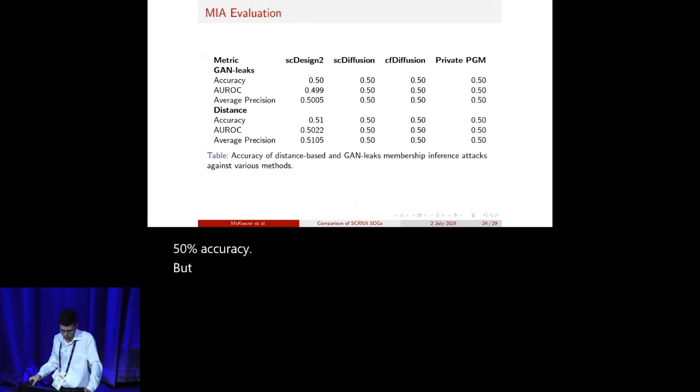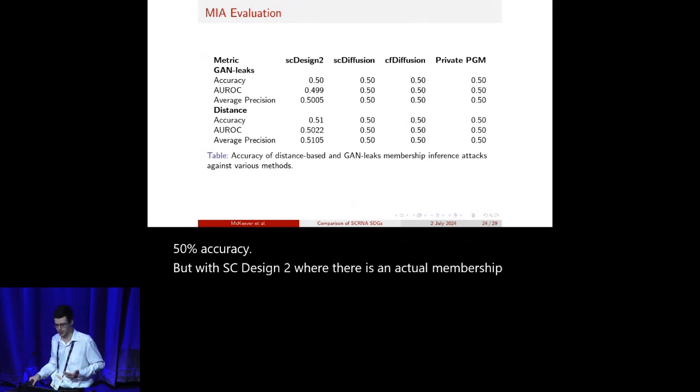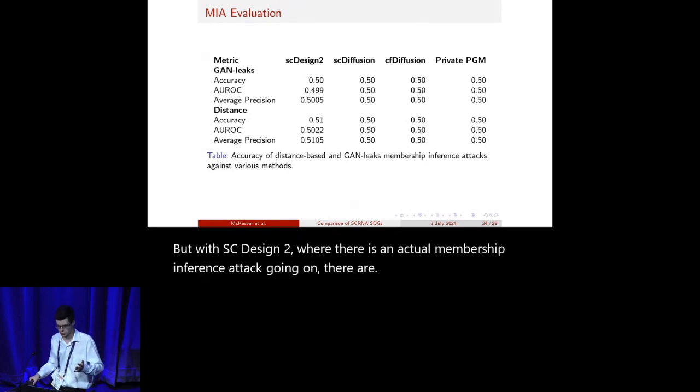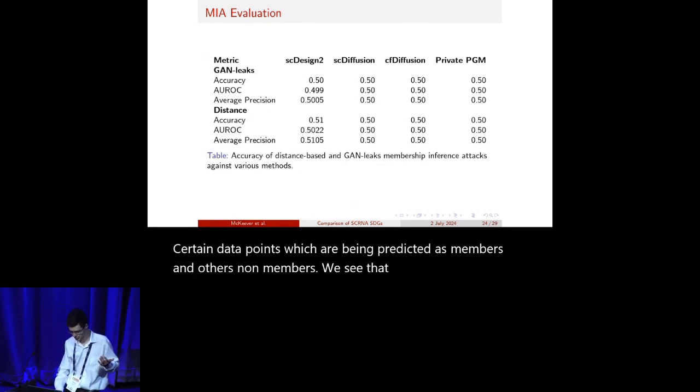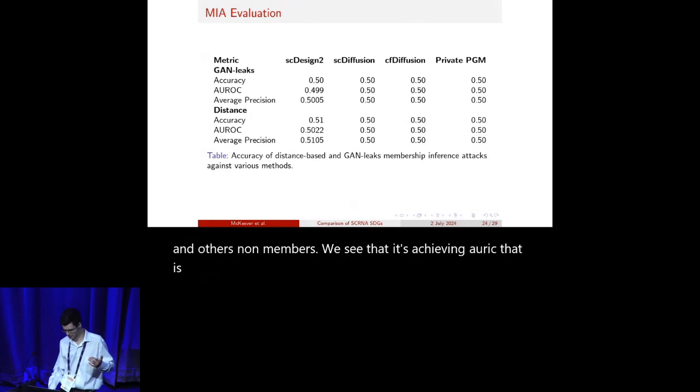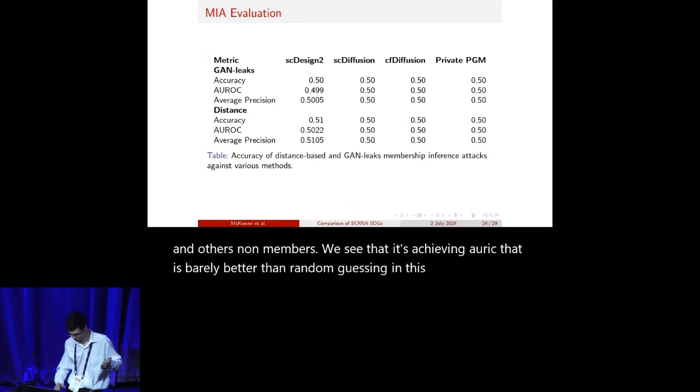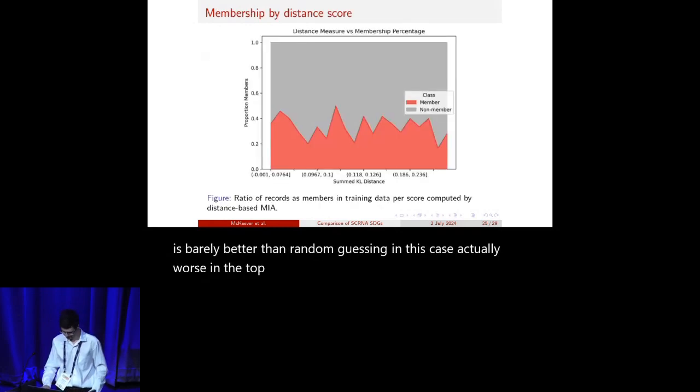But with SC Design 2, where there is an actual membership inference attack going on, there are certain data points which are being predicted as members and others as non-members. We see that it's achieving an AUC that is barely better than random guessing. In this case, actually worse in the top case.